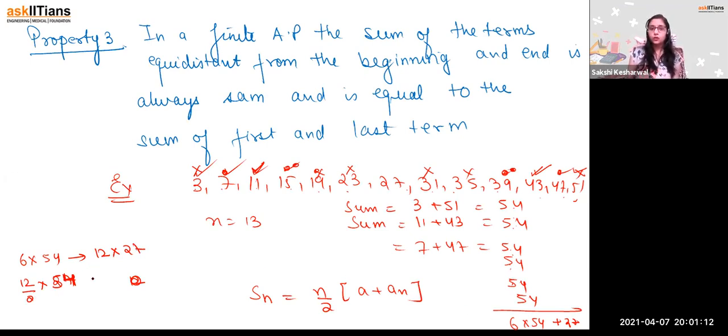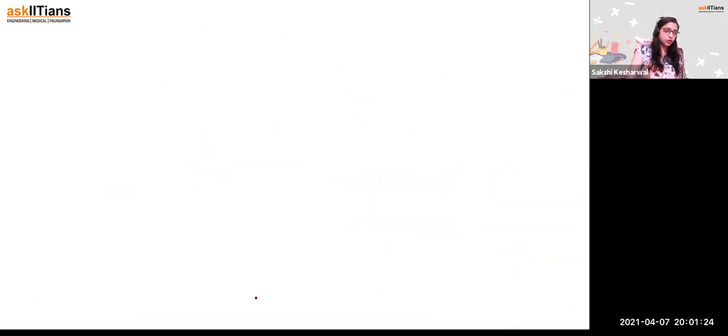Now, if you're going to add one more, so this is going to be what, beta? 13 into what? 27. And over here, this 27 can be written as what? 13 into what? 54 by 2 or not? This is the way you get the answer. Right. Now, let's come to the next property.